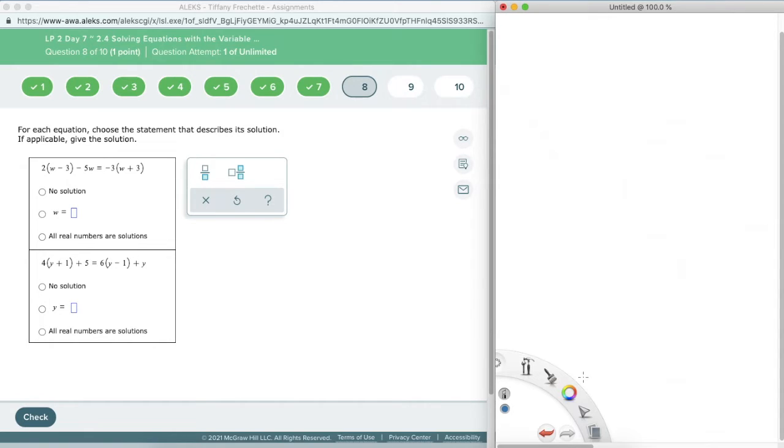All right, so for each equation, choose the statement that best describes its solution. If applicable, give the solution. So in this case, we're going back and reviewing what we did in chapter 1, where we have 3 types of solutions. The most common one is one solution, shown here by W equals or Y equals, meaning we know exactly what W or Y need to equal in order to make this equation true. It has a very singular answer, so we call that one solution. Sometimes, though, we get no solution or all real numbers.